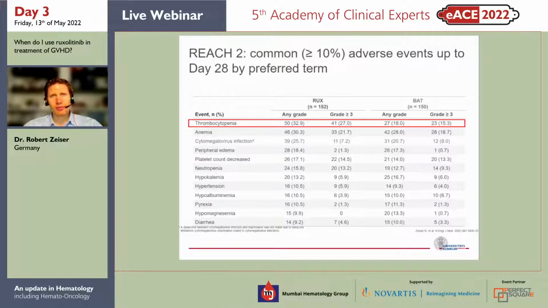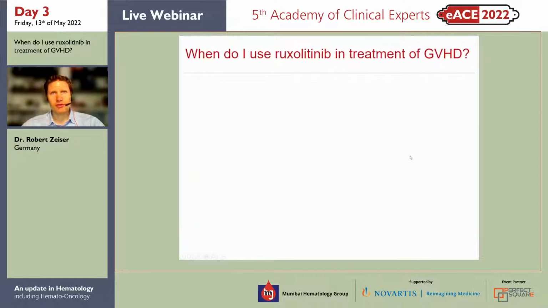This is not unexpected because thrombopoietin receptor signaling depends on JAK2, and we are inhibiting JAK2. The other side effects were not different in the groups. In particular, interestingly, also no change in CMV reactivation in these heavily pretreated patients.